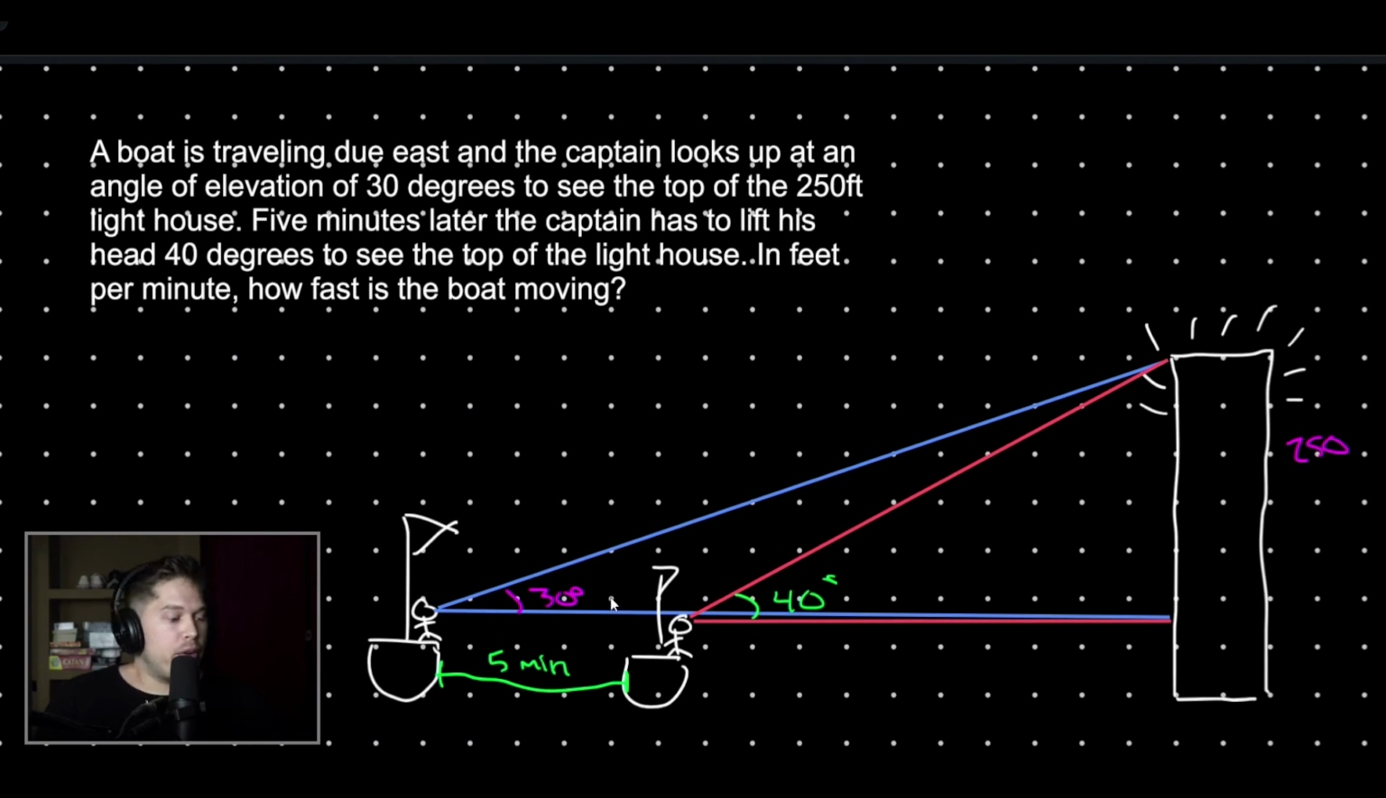So how are we going to figure out this distance traveled? Well, looking at our blue triangle, we can solve for this full distance between the boat and the lighthouse. And then looking at the red triangle, we can solve for the full distance between the boat and the lighthouse. Then we can subtract the two to get the difference in distance that the boat traveled. Then we can divide by the 5 to get the feet per minute. All right. So how are we going to solve this? Again, let's think to SOHCAHTOA.